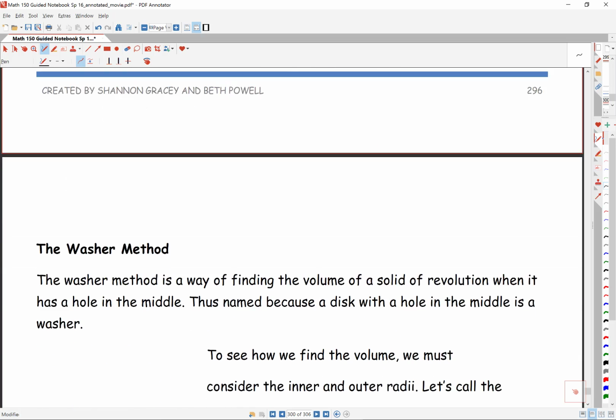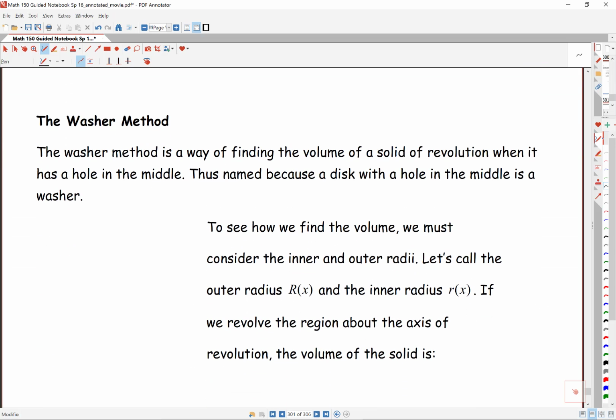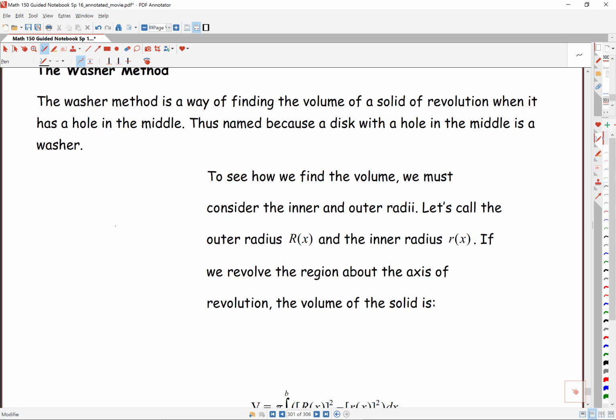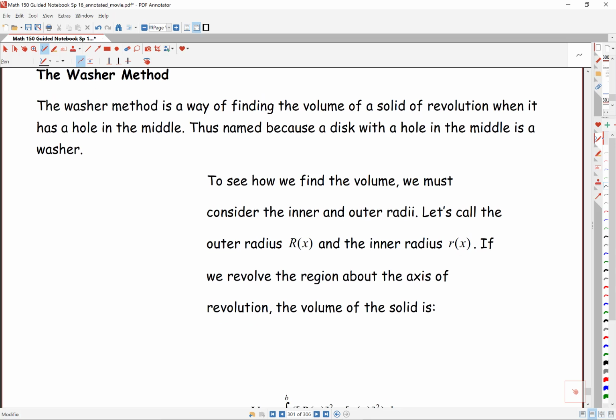Okay, so now let's take a look at the washer method, right? So with the washer method, basically what's happening is there ends up being sort of a hole in the middle. So you end up having two radii. One's considered the inner and one's considered the outer, all right?